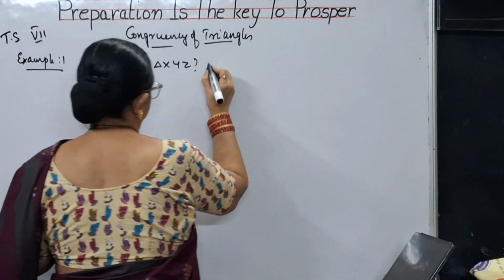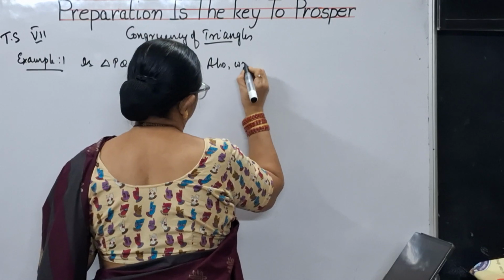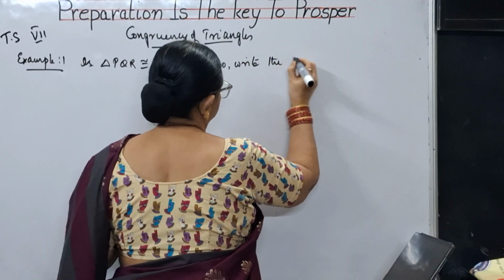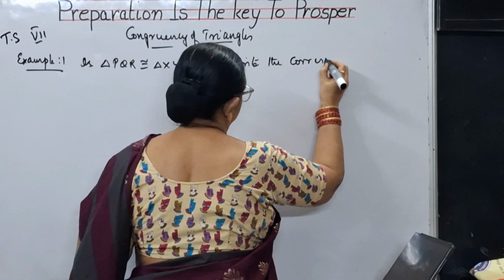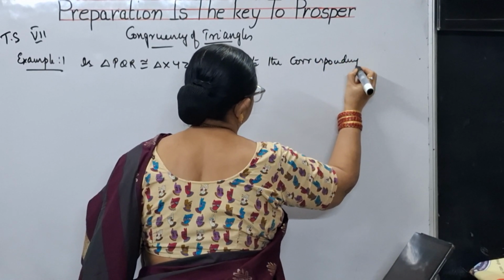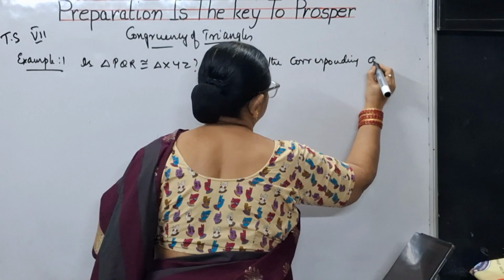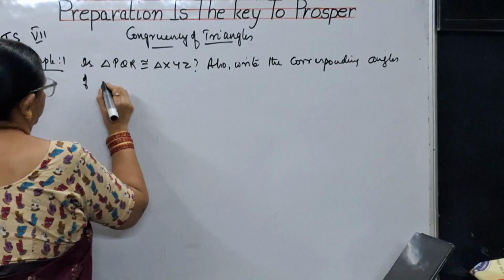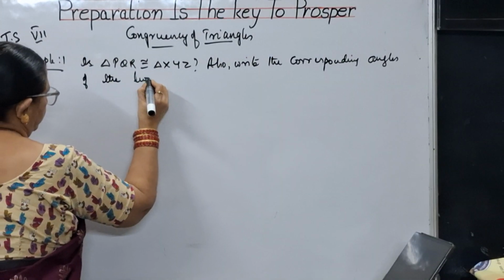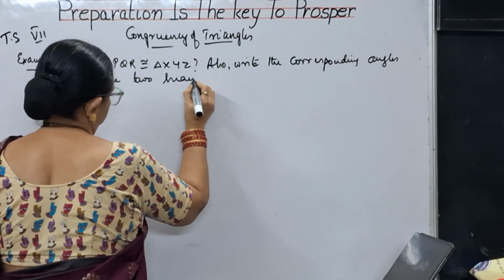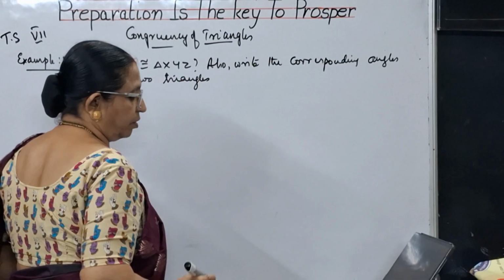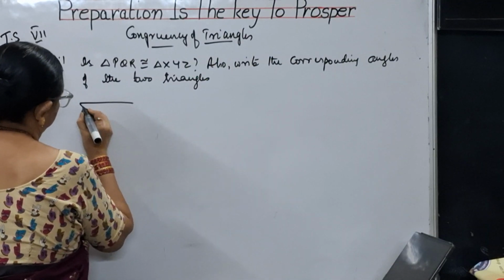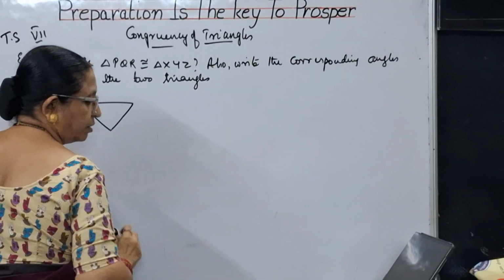Also write the corresponding angles of the two triangles. Corresponding angles of the two triangles. So, the figure is like this. You have got one figure like this.